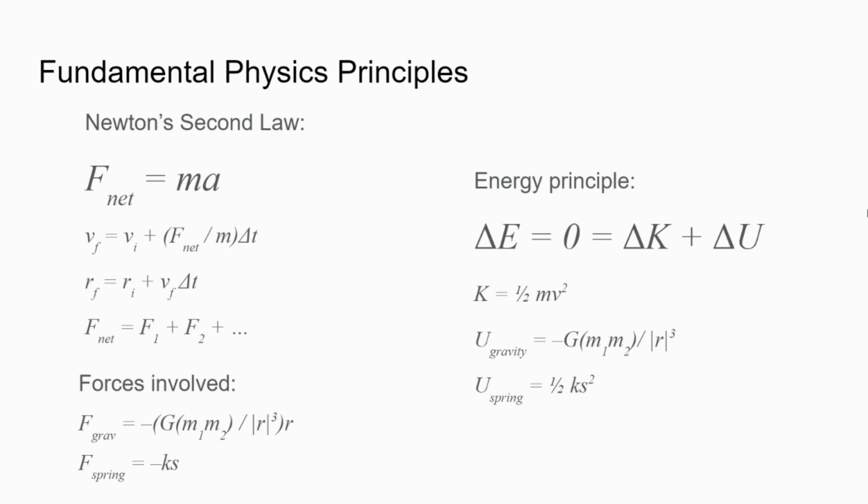The energy principle states that in an isolated system where change in energy is zero, such as the system under analysis in this lab, the change in kinetic energy plus the change in potential energy is also zero. This is critical to the analysis of the energy of the system over time. Kinetic and potential energy formulas were also used.